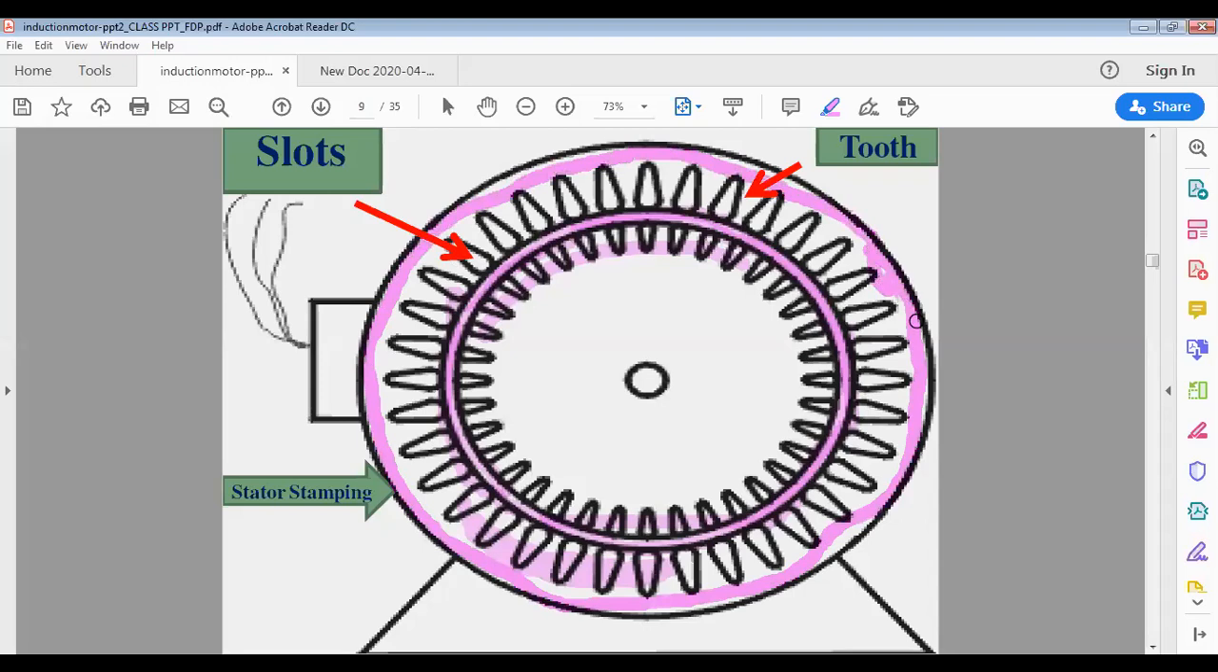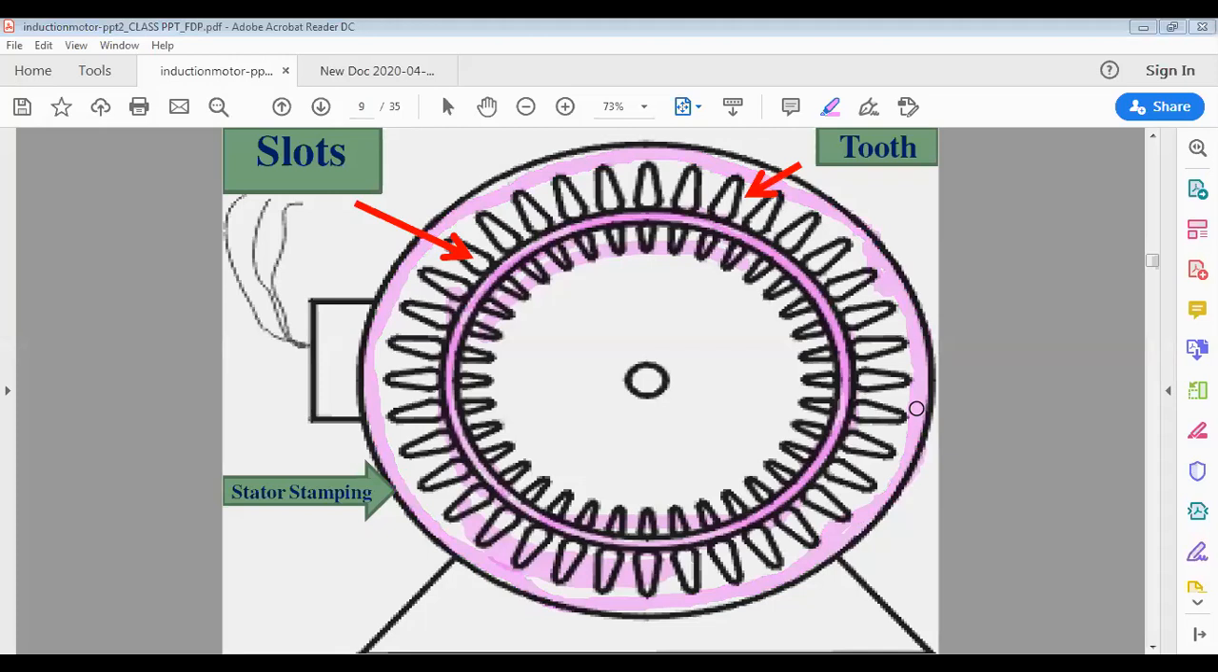Now, why is laminated construction used? Who can tell? The stator core is made up of silicon steel to reduce hysteresis loss. The stator core is not solid. It is made up of laminated construction. Why laminated construction? To reduce eddy current loss. Very good, Rohit. Got it? Clear to all of you? So the stator core is made up of silicon steel and it is laminated to reduce hysteresis and eddy current loss.